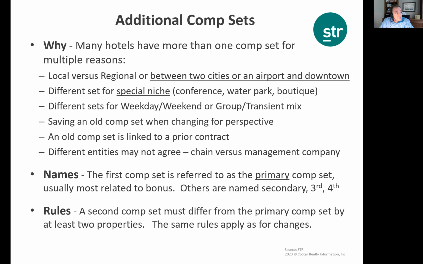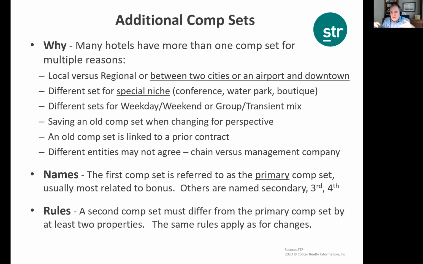One last thing, additional comp sets. Many hotels have more than just a single comp set, and there are 100 different reasons for this. Sometimes you may have a local comp set of properties that are nearby, and then maybe a more regional comp set of hotels that are a little farther away, but maybe a little more like you. If you're a hotel with a water park, you may pick up other hotels within your state or in a next city that have a water park as well.